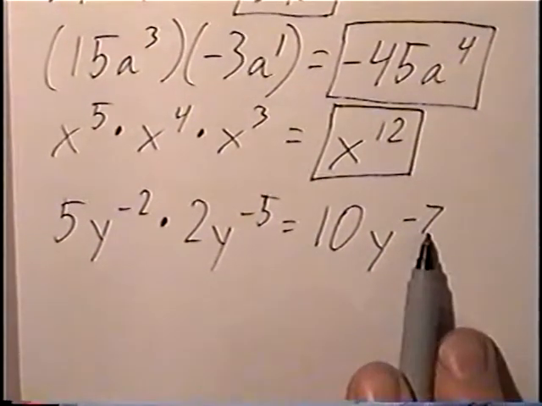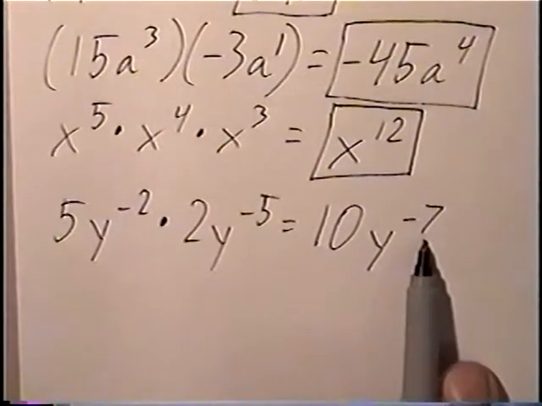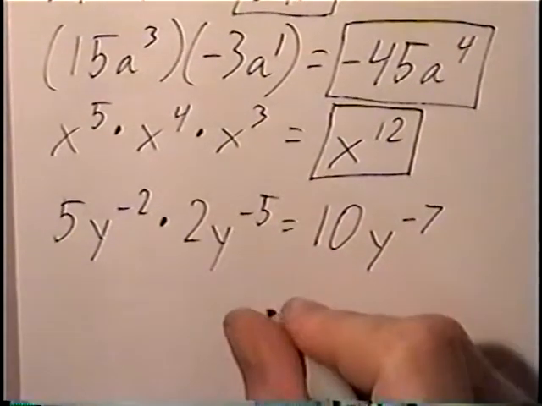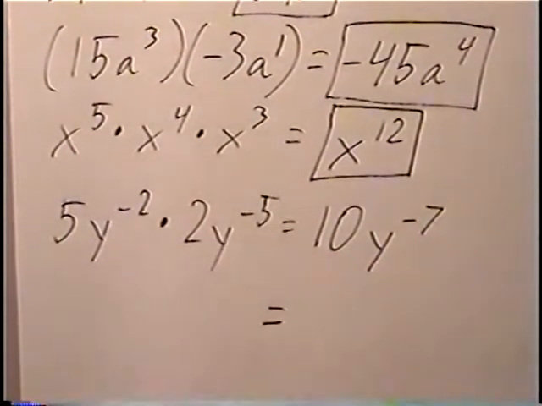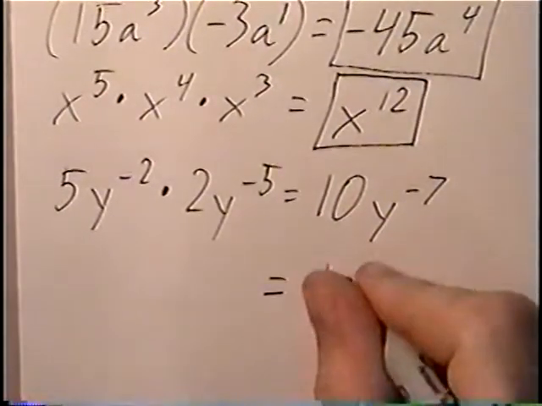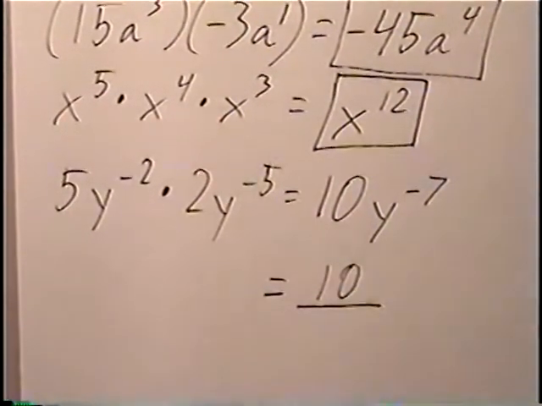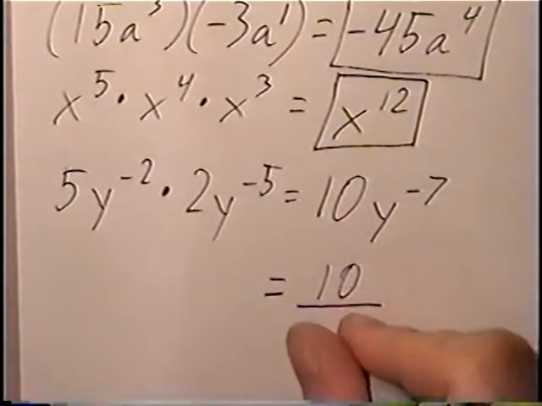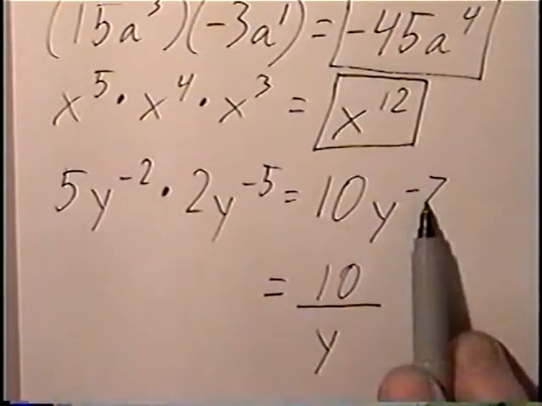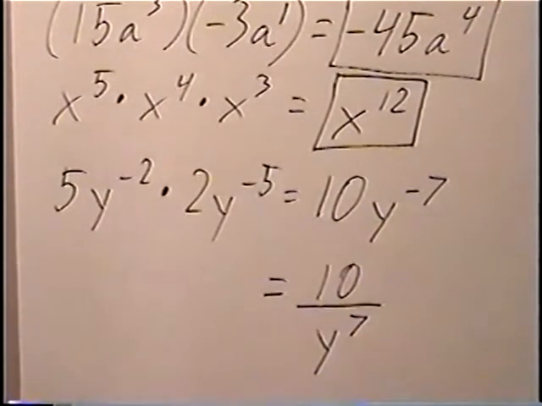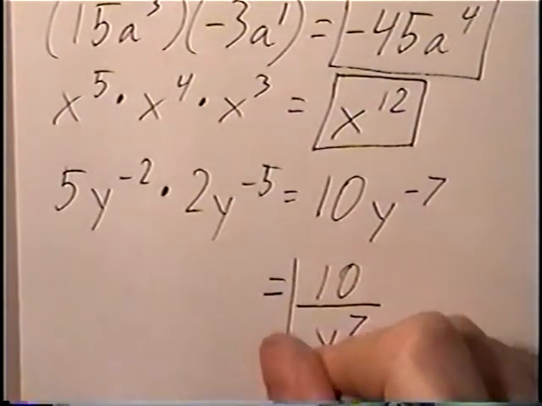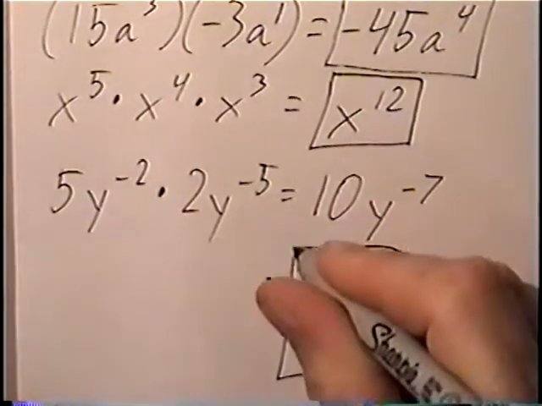Anytime we have negative exponents, we can simplify those, if you remember from previous sections, by writing fractions. So our final answer, 10, would stay the same. Making a fraction, the negative exponent would go to the denominator or bottom of the fraction. So instead of y to the negative 7, we'll have y to the positive 7. So our final answer is 10 over y to the 7th.